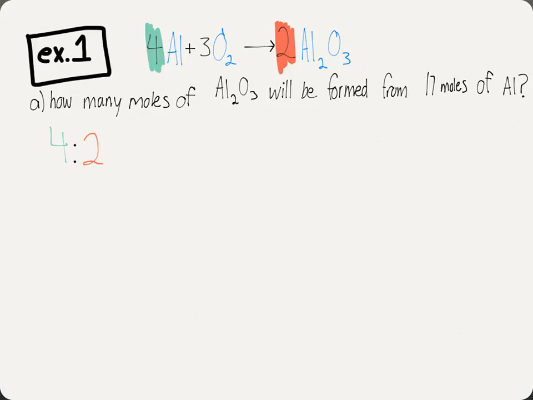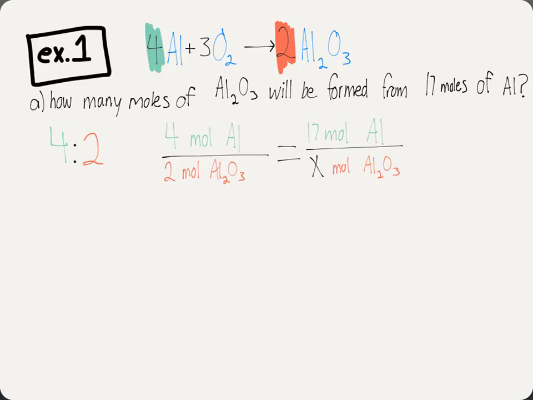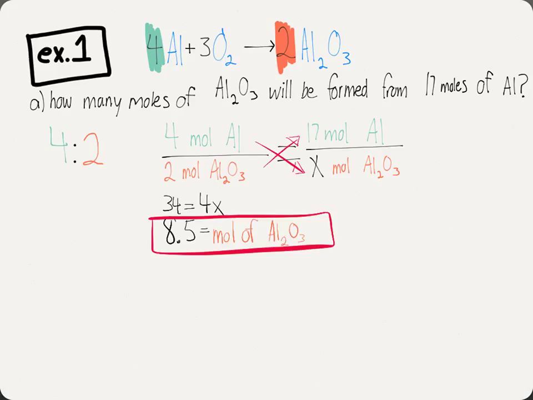We see here that our ratio is 4 to 2. We set this up as an algebraic fraction problem. We cross multiply, and we come up with the answer of 8.5 moles of aluminum oxide. That's the answer to our question here.